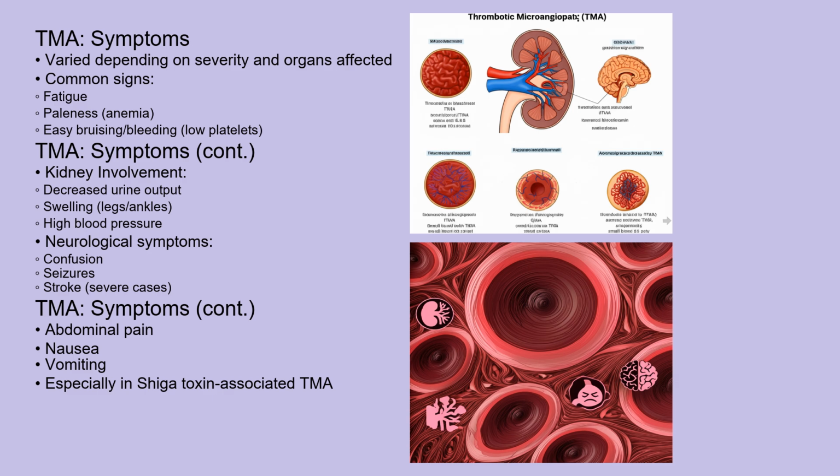The symptoms of TMA can be quite varied depending on the severity and organs affected. Common signs and symptoms include fatigue, paleness due to anemia, bruising easily, or prolonged bleeding from minor cuts due to low platelets. Kidney involvement can manifest as decreased urine output, swelling in the legs and ankles, and high blood pressure. Neurological symptoms can also occur, such as confusion, seizures, and even stroke in severe cases. Abdominal pain, nausea, and vomiting are also frequently reported, especially in Shiga toxin-associated TMA.